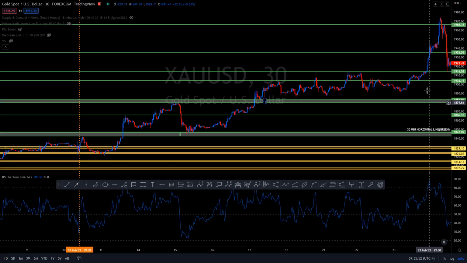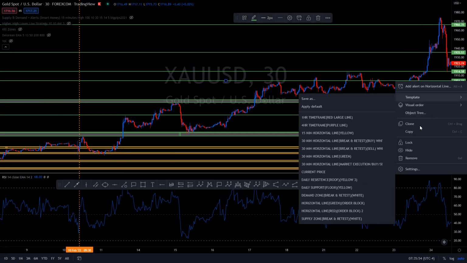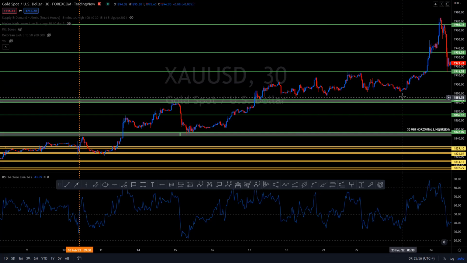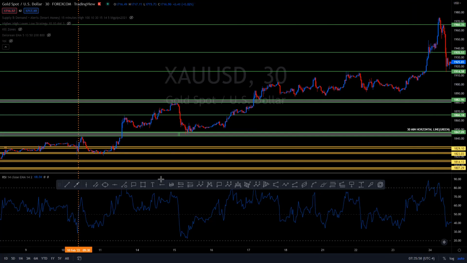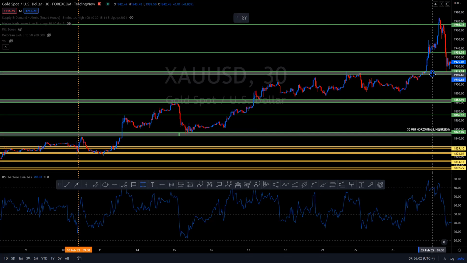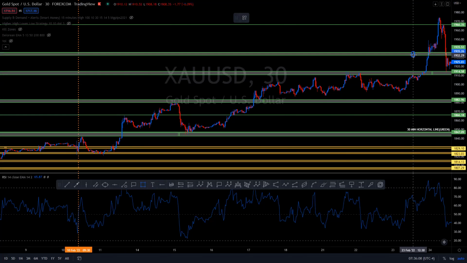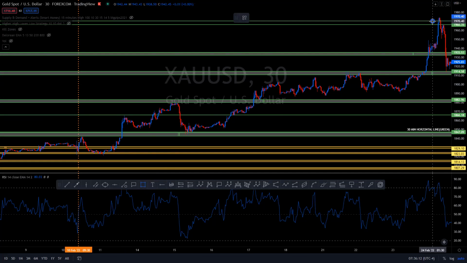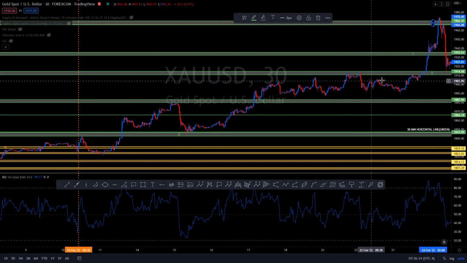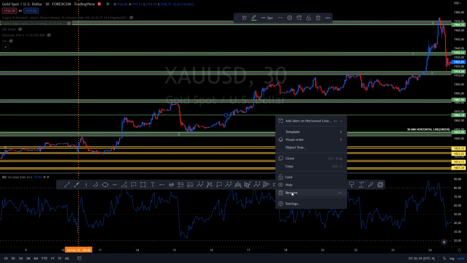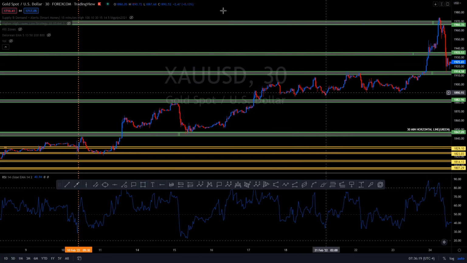I might not necessarily need that zone. So then I was going to mark this up here. Yeah, let me take this out. Right, so we marked that up.